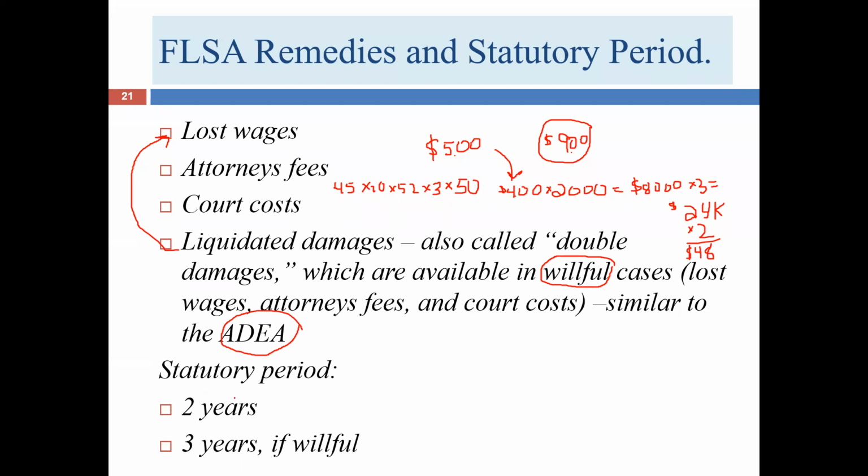We can see that we have a longer statutory period than we saw with Title VII, the ADEA and the ADA. Instead of 300 days to file your charge of discrimination, you have 2 years. And if it's a willful violation, that deadline is extended to 3 years. So, pretty long period of time to look back for these purposes.